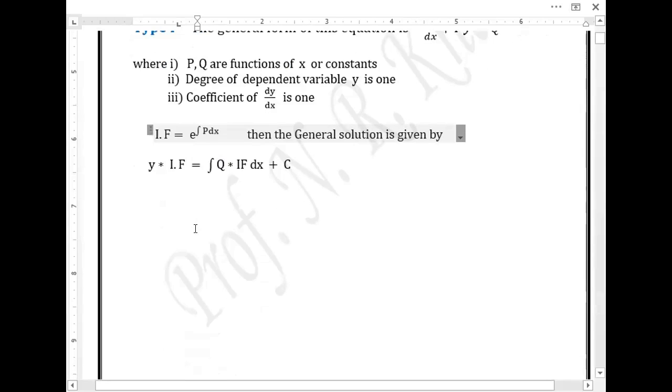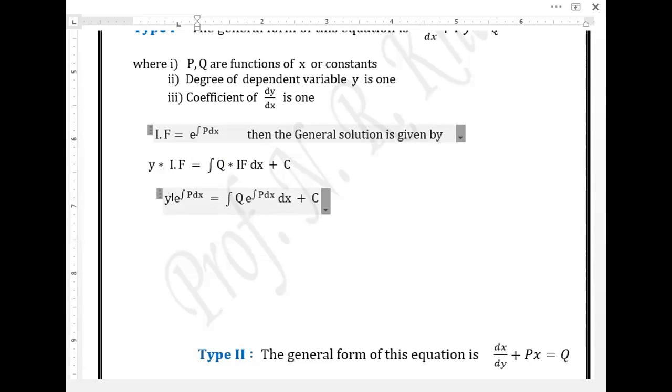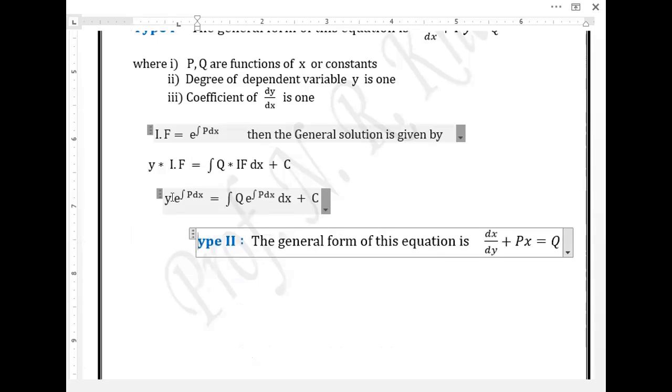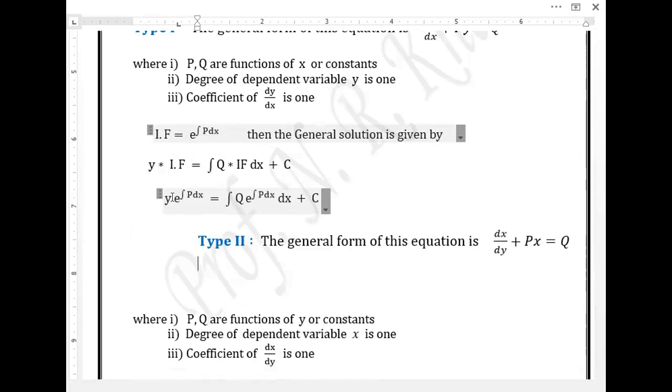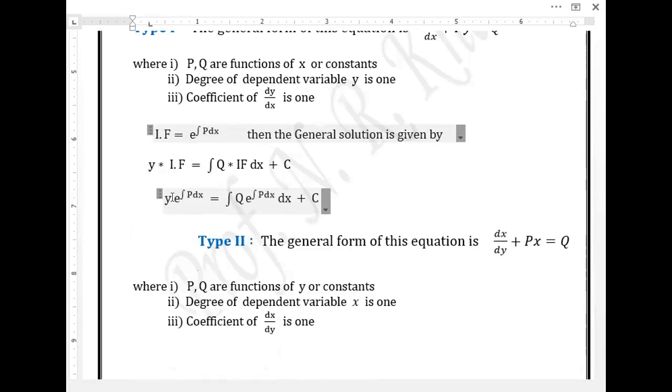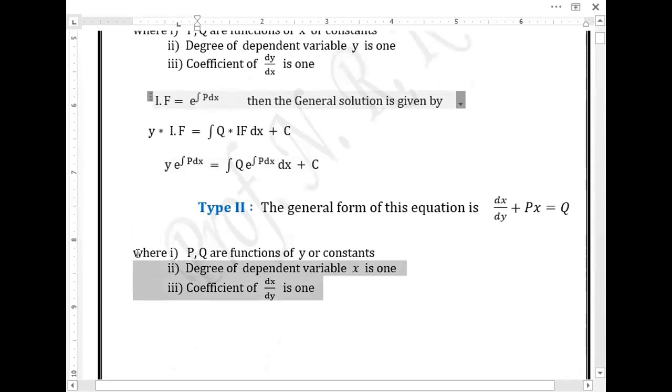In a similar way, if x is the dependent variable, then we get the second form of linear differential equation, defined by dx upon dy. So dx upon dy plus px is equal to q is the linear differential equation in the x variable. Again, the index of the x variable is 1. Again, p and q are functions of y or some constants, and the coefficient of dx upon dy is 1. If these three conditions are true, then the given differential equation is linear, and we can find its solution by finding its integrating factor.